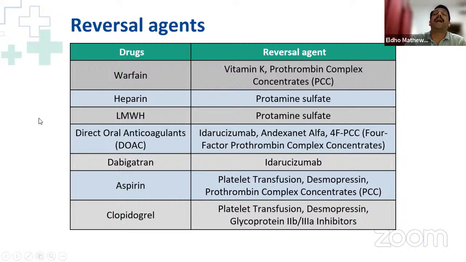Coming to the reversal agents, if the patient has a history of taking these medications, early interventions can reduce the mortality of the patient. For heparin, we can use vitamin K and prothrombin complex concentrate, and protamine sulfate. For low molecular weight heparin, protamine sulfate. For direct oral anticoagulants, apixaban and rivaroxaban, we can use andexanet alfa and PCC. For dabigatran, we can use idarucizumab. For aspirin, we can use platelet transfusion, desmopressin and PCC. For clopidogrel, again platelet transfusion and desmopressin. For glycoprotein IIb/IIIa inhibitors, tirofiban and eptifibatide.